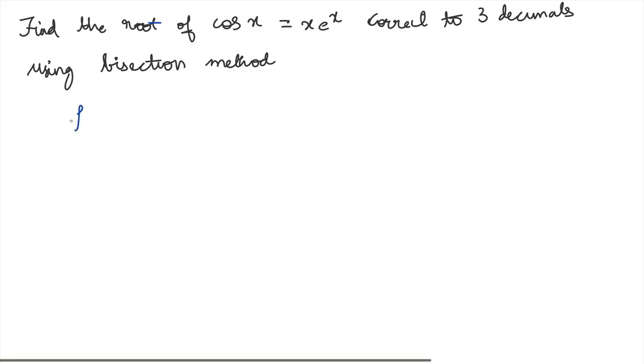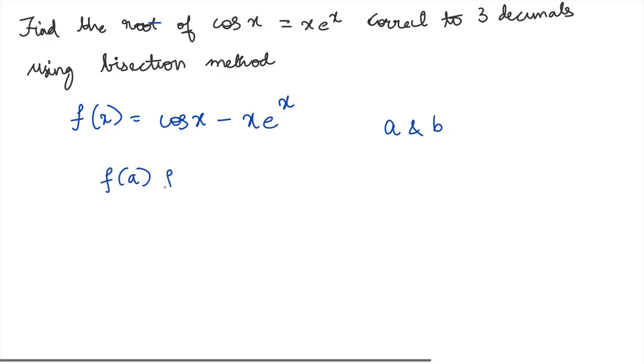Okay, so coming back to the question, f of x is cos x minus x e power x, right? We send this term to the left hand side. So cos x minus x e power x is f of x. So in bisection method, we have to find out two numbers a and b such that f of a into f of b will be less than 0. F of a times f of b will be less than 0.